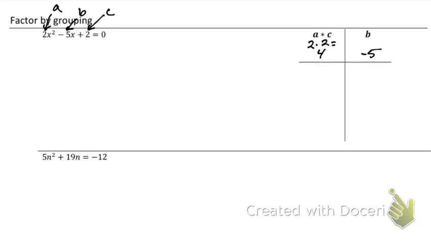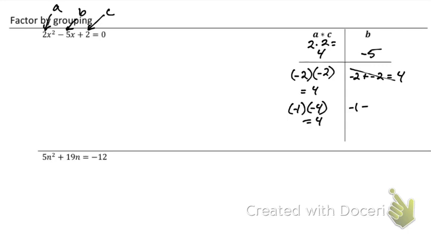So if we're thinking about -2 times -2, it works for this column because it does equal 4. But -2 plus a -2 equals -4, so that's not going to work. If we try a -1 and a -4, that does equal 4, and negative 1 plus a negative 4 equals -5. Ding, ding, ding. These are our two numbers that we want. We want to use negative 1 and negative 4.